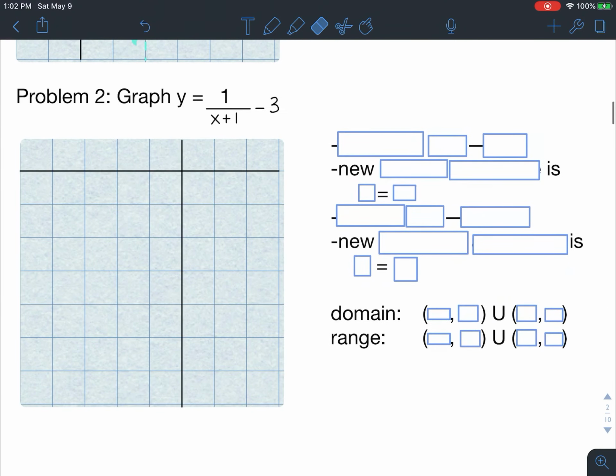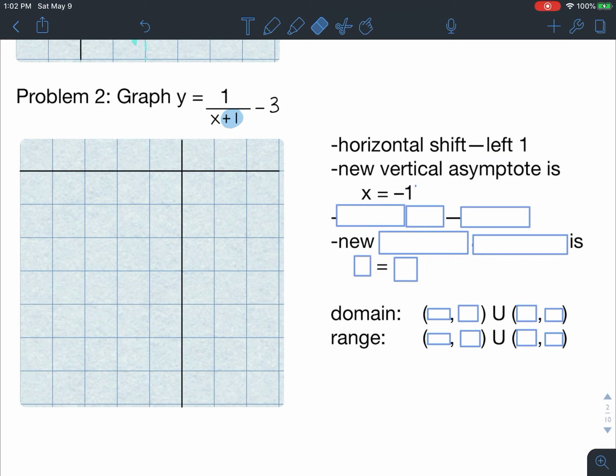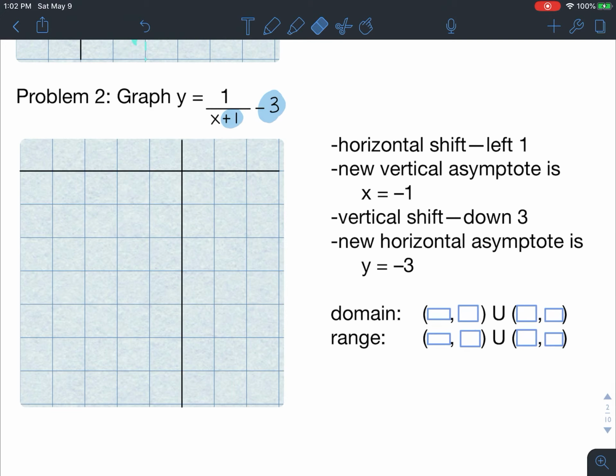Okay, let's try one with a couple of different changes. First we have this 1 down here. That's, of course, a horizontal shift, so that's going to be left 1. And that means that the new vertical asymptote is x equals negative 1. The next thing going on here is a vertical shift. That's coming from this 3, and that's going to be down 3. So the new horizontal asymptote is y equals negative 3. So that's the first thing we're going to do. We're going to draw those in.